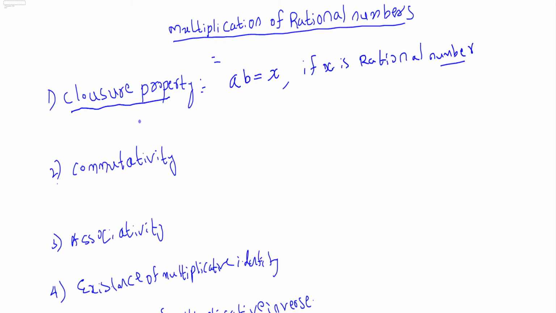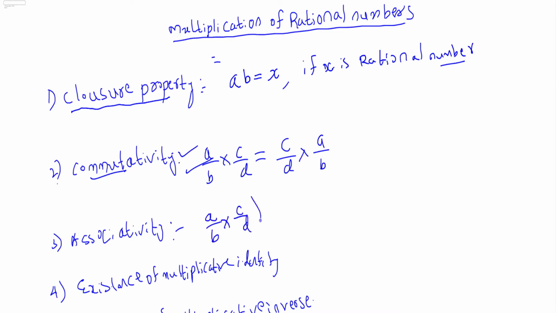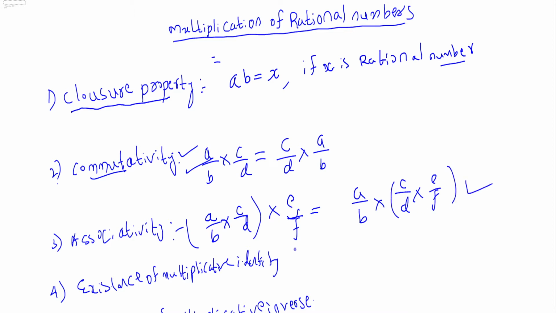Okay, next commutative, very simple. I can say a by b into c by d is equal to c by d into a by b. If we satisfy this condition, definitely it is going to be satisfied, with an example. Similarly, associativity: a by b into c by d into e by f is equal to a by b into c by d into e by f. Okay, this is associativity.